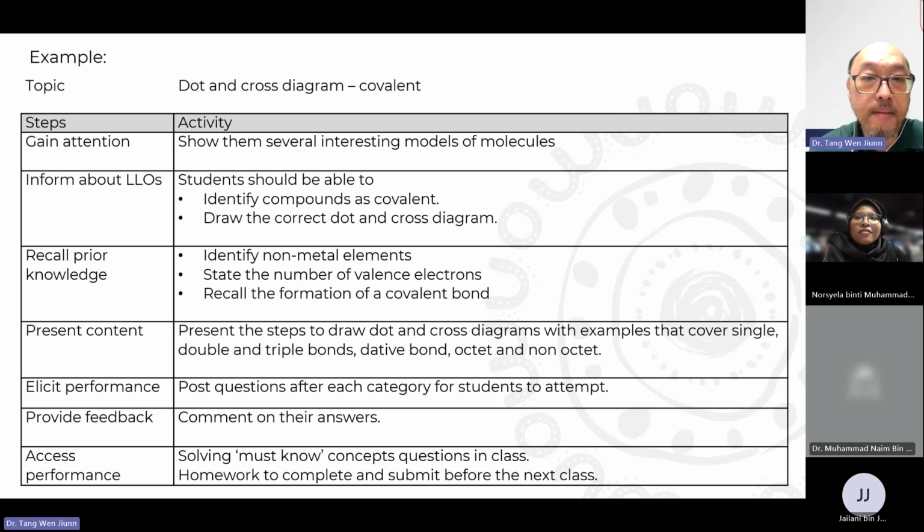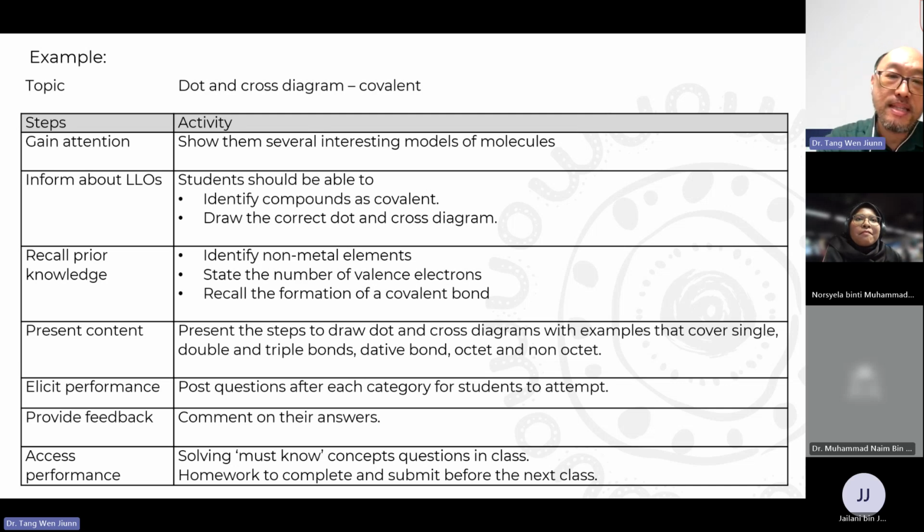Okay, this is just an example. Let's say you have a very new topic, you never taught it before. Okay, so in your planning, you can just write it down. This is just an example of planning. Okay, so gain attention. For example, here, dot and cross. So gaining attention.